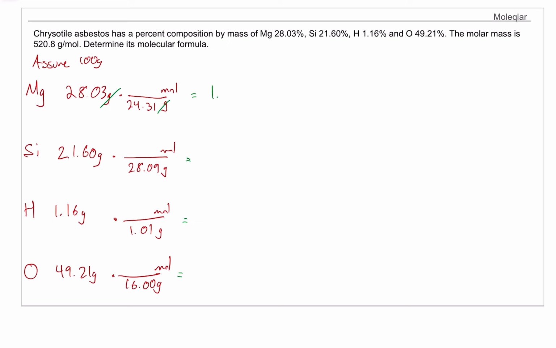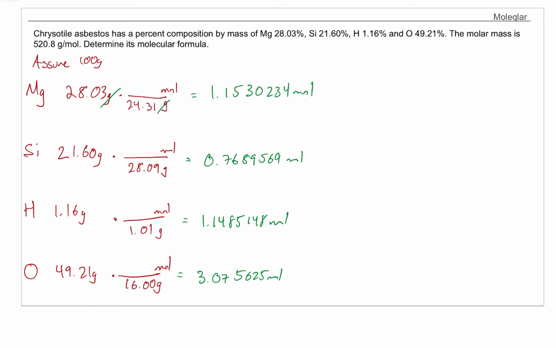For the first one, we have 1.1530234 mole of magnesium. The next one, we have 0.7689569 mole of silicon. Here we have 1.1485148 mole of hydrogen. And here we have 3.075625 mole of oxygen.